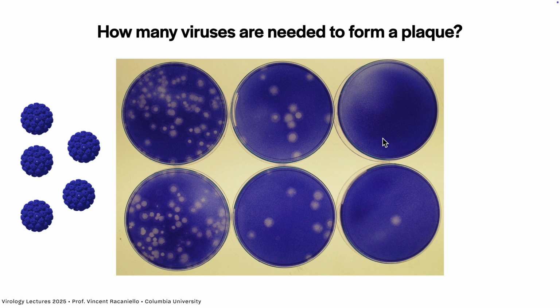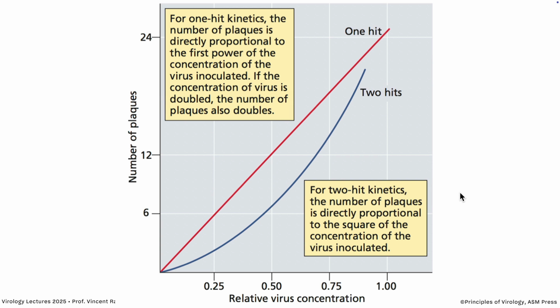But how many viruses do you need to form a plaque? I've given you the assumption that you need just one, but how do we know? Well, in fact, that's one of the things that Dulbecco asked in his first paper on the plaque assay. And it's a very simple question to answer. You can simply make dilutions of viruses, not tenfold, but twofold dilutions, and then do a plaque assay with each one.